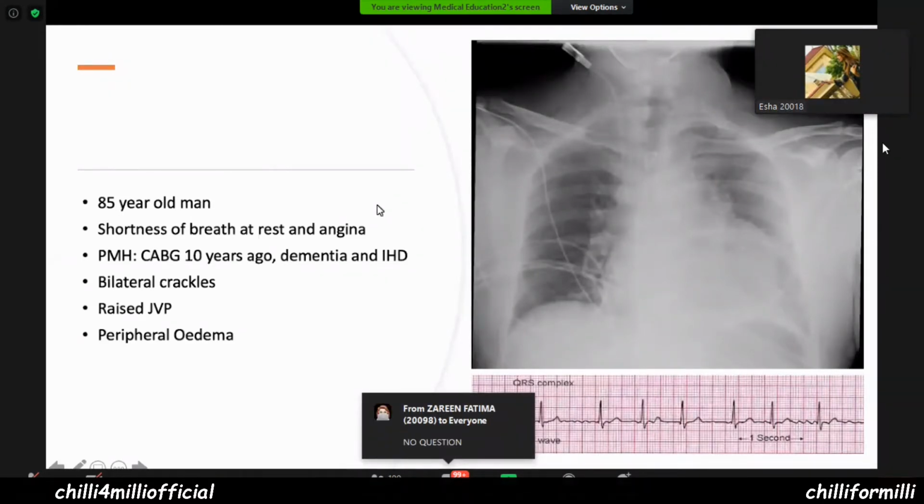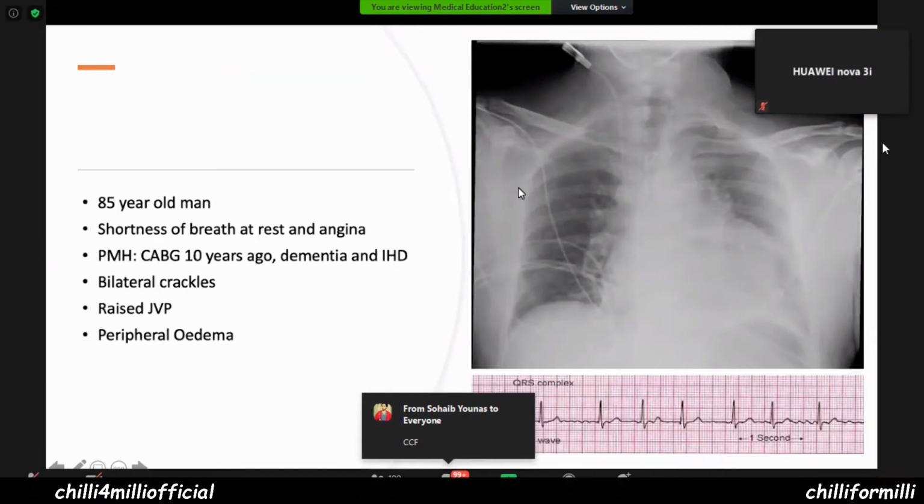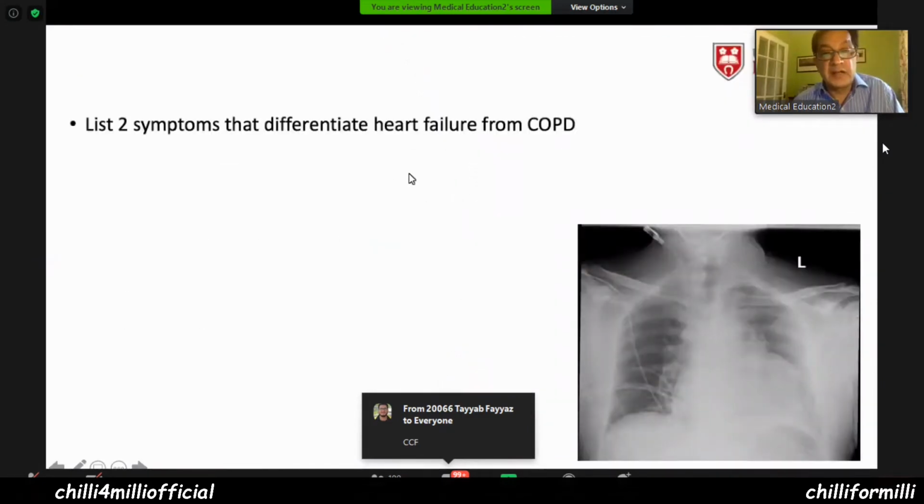85-year-old man, shortness of breath. Past medical history: CABG 10 years ago, dementia and IHD, ischemic heart disease. Bilateral crackles, raised JVP, peripheral edema. That is the ECG. List two symptoms that differentiate heart failure from COPD.